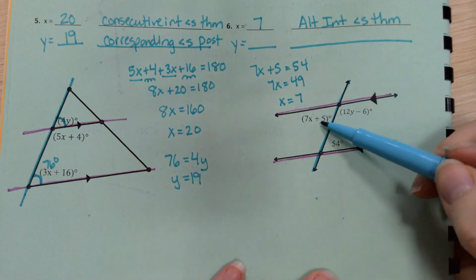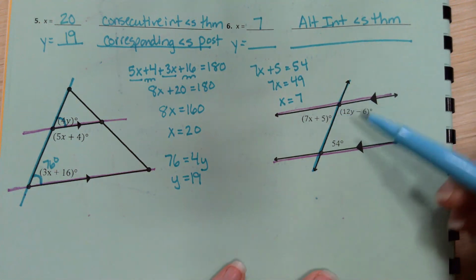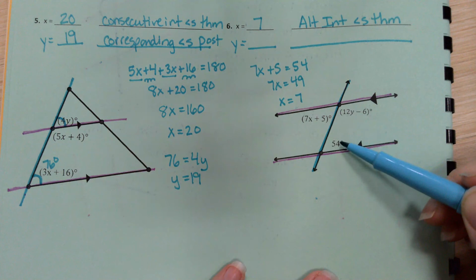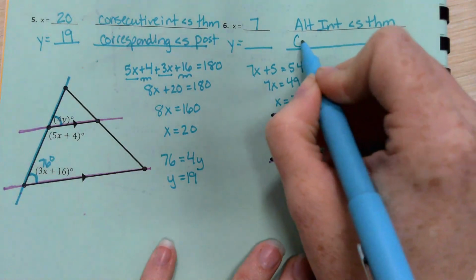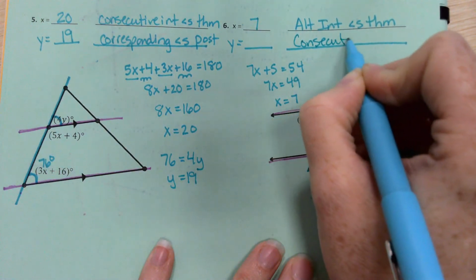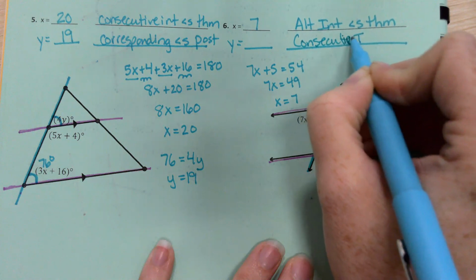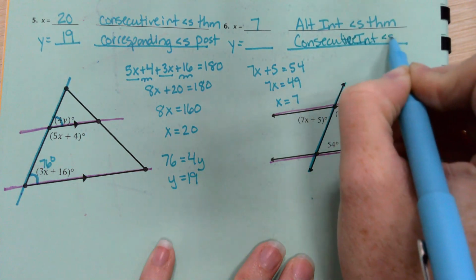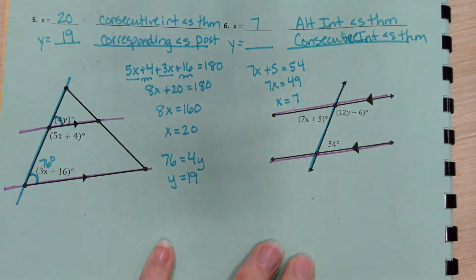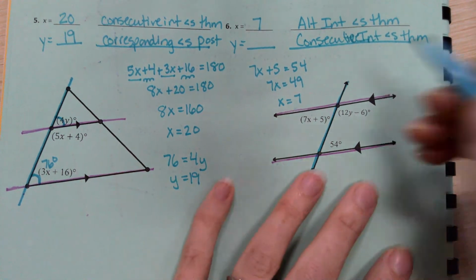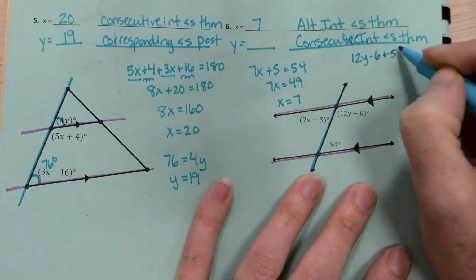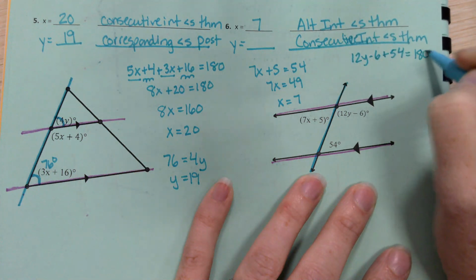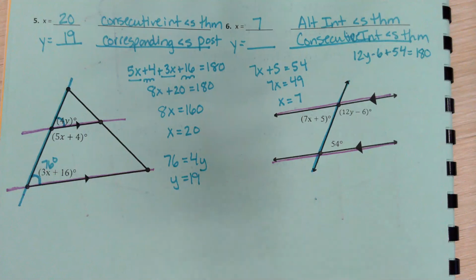I could plug that in now and use linear pair theorem, but I'm going to stick with these two angles since I already have them. They are on the same side of the transversal, and they're both interior. So these are consecutive interior angles theorem. That's the one that's different than the others. So we're going to take these angles, and they're not congruent. They are supplementary. So add them up to be equal to 180.